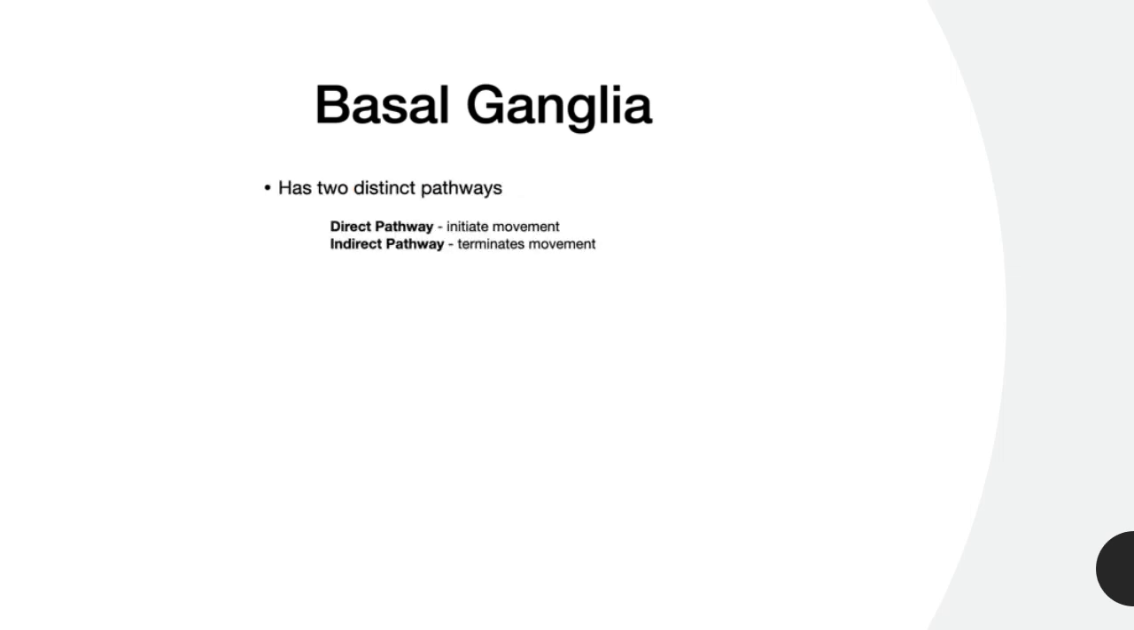Now, the basal ganglia has two distinct pathways. There's the direct pathway and the indirect pathway. Each of these two pathways has two distinct goals. The direct pathway initiates movement, and the indirect pathway terminates movement, okay? And this will become a little bit more clear once we go through the pathway and I illustrate what's going on. Now let's get started with the pathway.